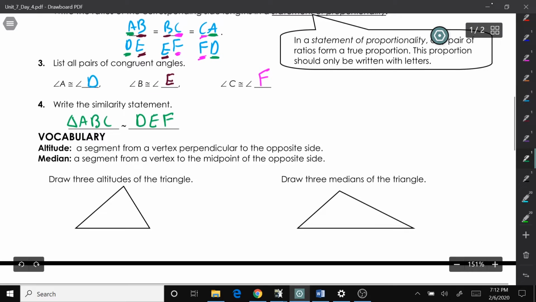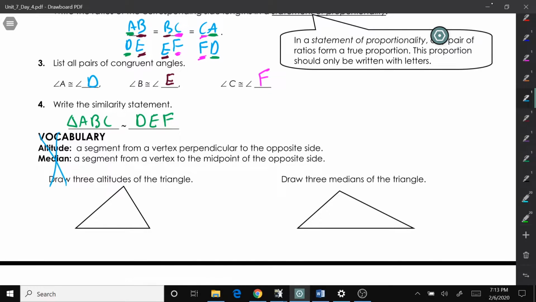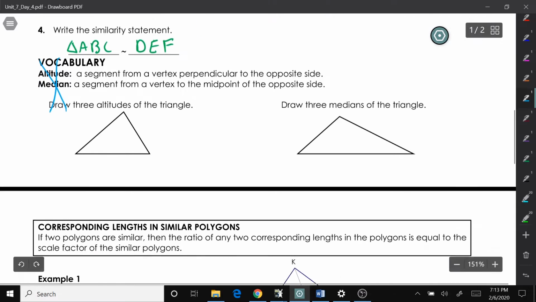Alright, these vocabulary words, we'll talk about these later when I come back. We just need to know them. Alright, let's flip to the next page, please.